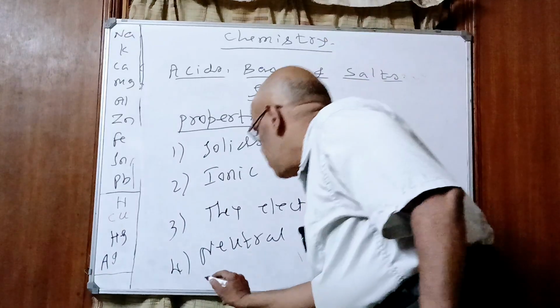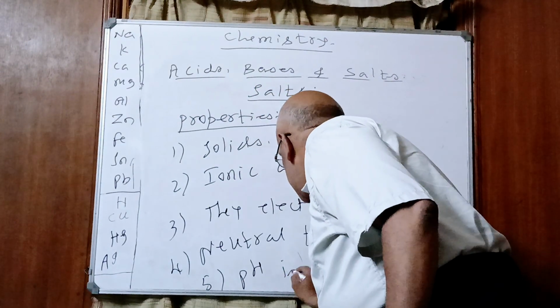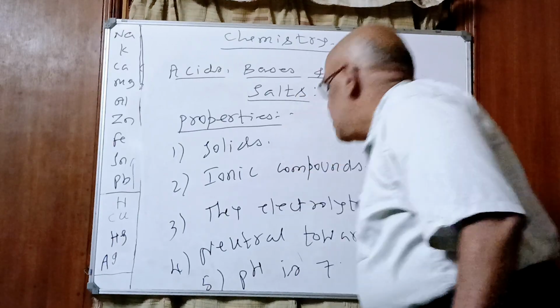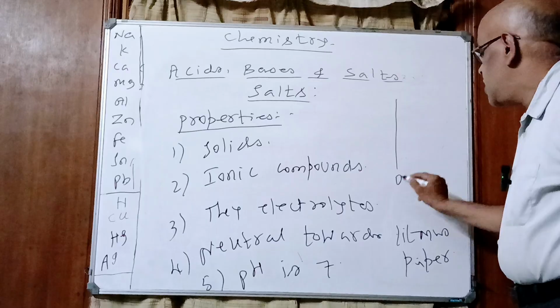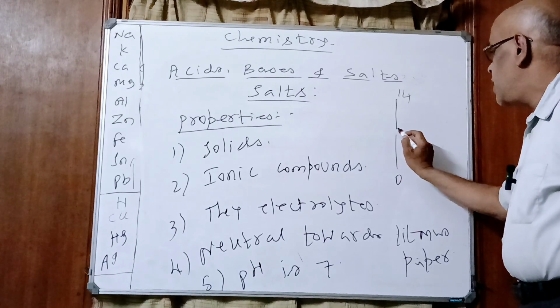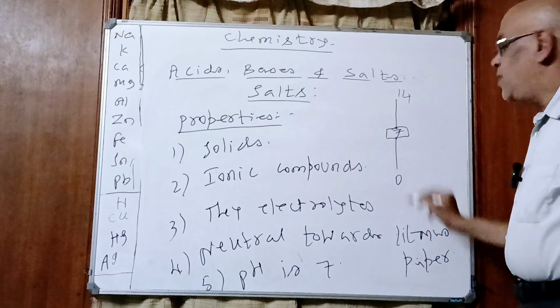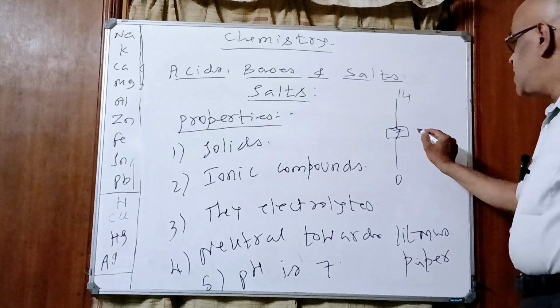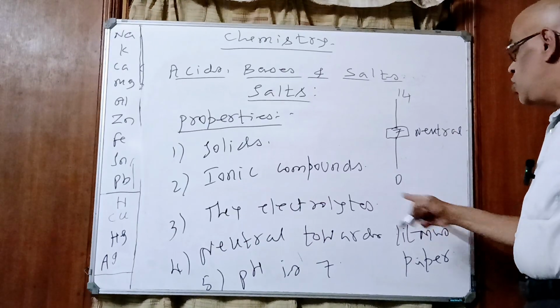Then pH. What is the pH of salt? The pH of salt is 7. We studied in pH paper. The pH paper ranges from what, children? 0 to 14. Which is the midpoint? Midpoint is 7. What is that? Neutral. We said water and salts are neutral.